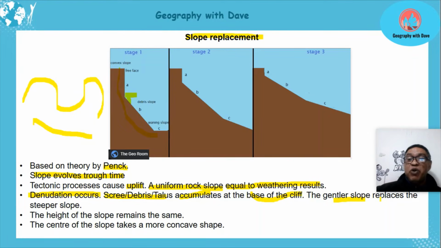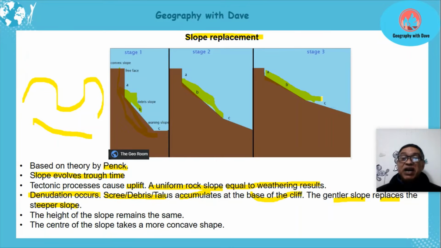The gentler slope replaces the steeper slope. Can you see now what has happened here? Deposition has happened. The height of things has not changed. But as more and more deposition is happening, can you see it? All right, you see less of the cliff. But what happens to the slope because of the deposition? Steep, gentler, and more gentle as material gets deposited.